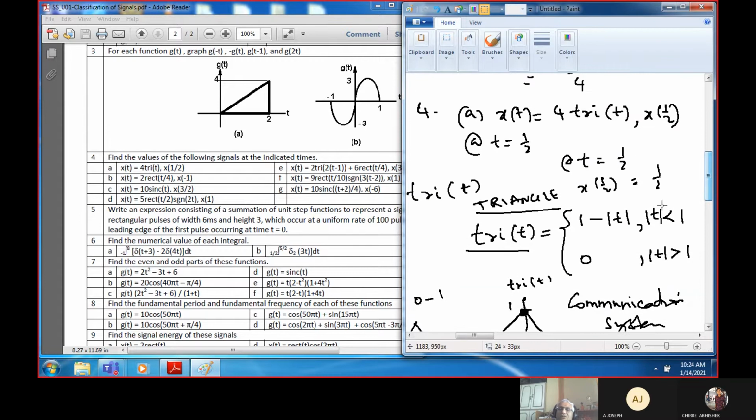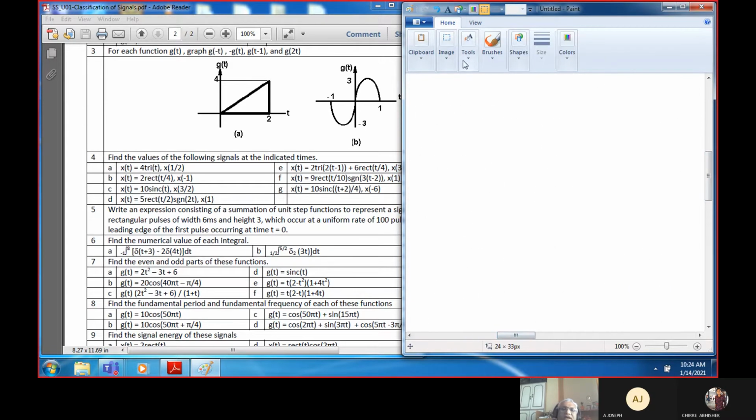So now what I will do is let us try to list out. We will have another session to solve more problems from 1 to 4. For today's class, we will try to identify the special functions. So what is the special function in 4a? In 4a, you are having TRI of t.